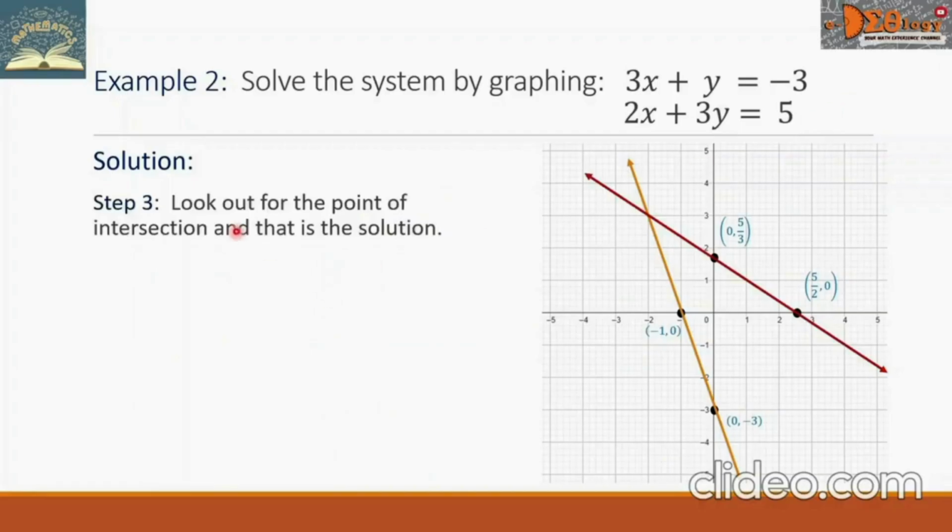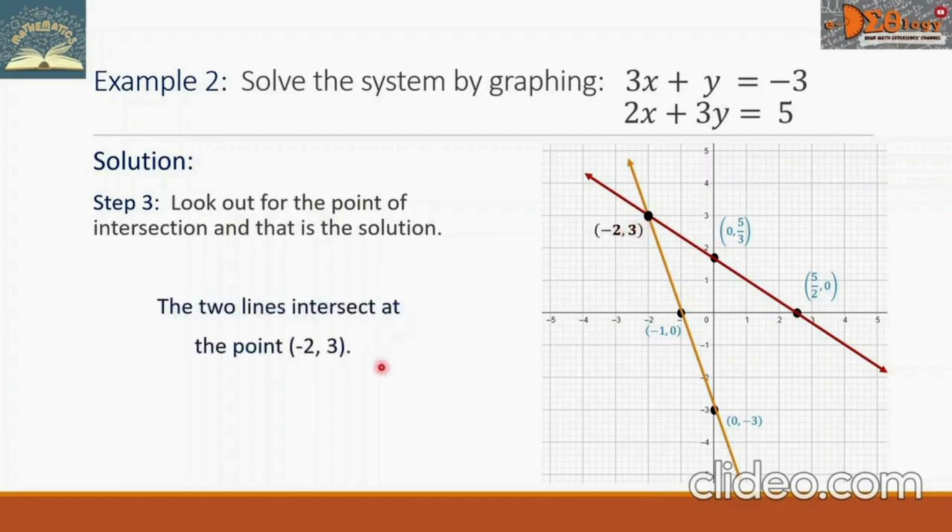The step 3 is to look out for the point of intersection, and that is the solution. Look at the 2 lines. They intersect at this point. So we say that the 2 lines intersect at the point -2, 3. This is the answer.